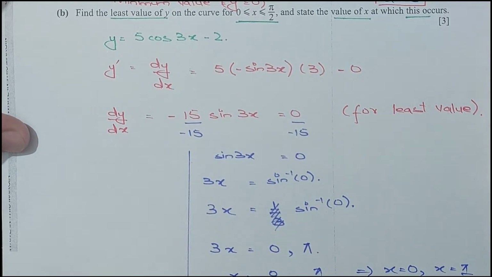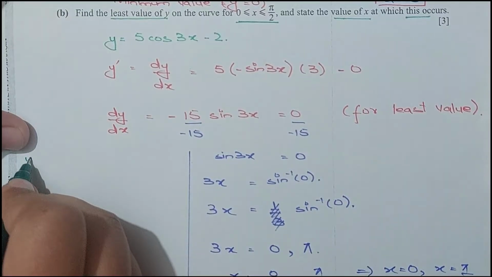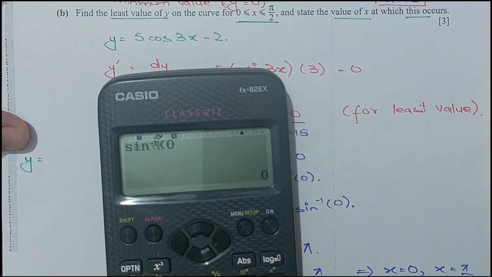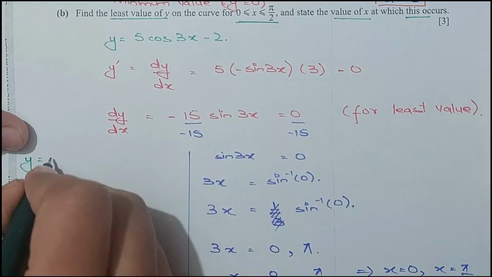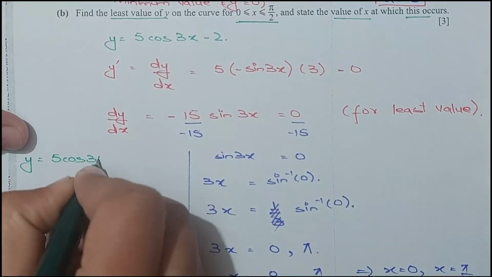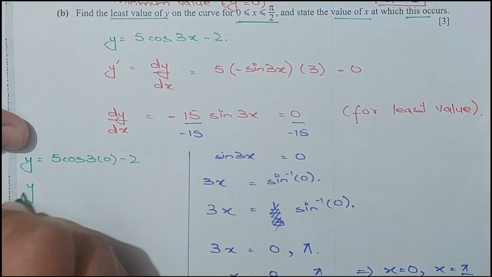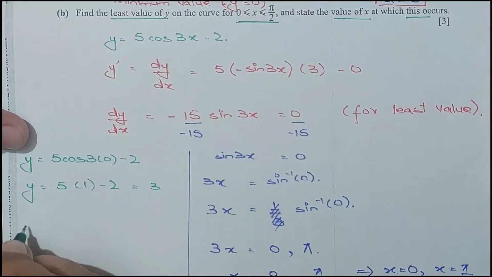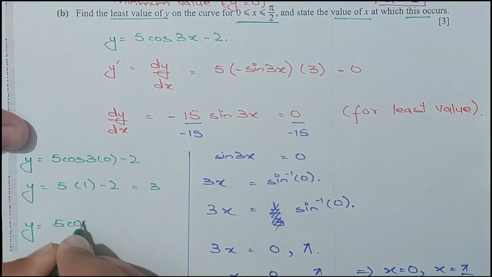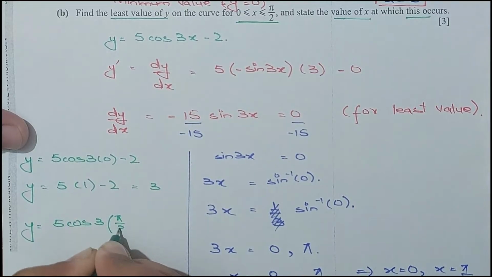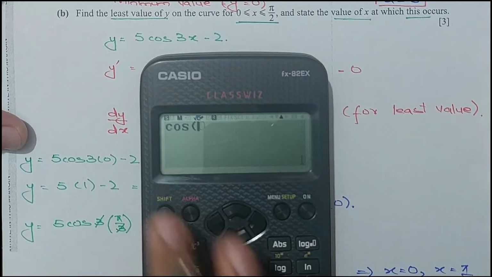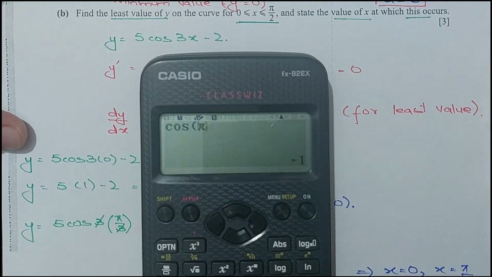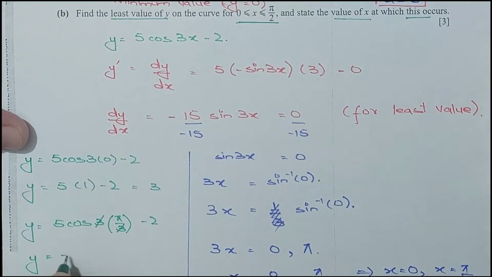For the y value, just plug into the equation when x is equal to 0. So y would be equal to, what is cos of 0? Cos 0 is 1. Okay, 5 cos 3 into 0 minus 2. y is equal to 5 into 1 minus 2. So here y is 3. And y is equal to 5 cos 3 into pi by 3 minus 2. So 3 is cancelled with 3. What is cos pi? Cos of pi, sorry, is negative 1. So y is equal to minus 5 minus 2, which is equal to minus 7.